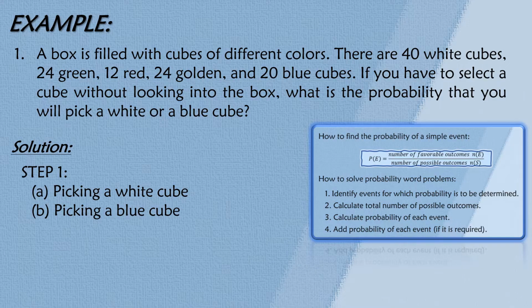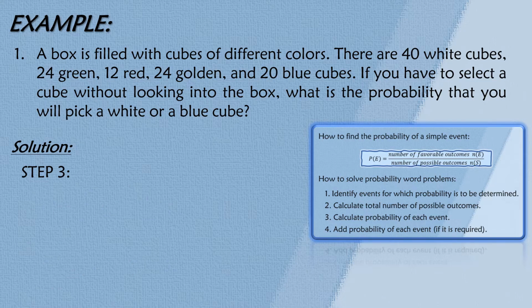Step 2 is to calculate the total number of possible outcomes. So, i-add lang natin lahat ng bilang ng cubes. So, 40 plus 24 plus 12 plus 20, that is equal to 120. So, merong 120 na cube sa loob ng isang box.